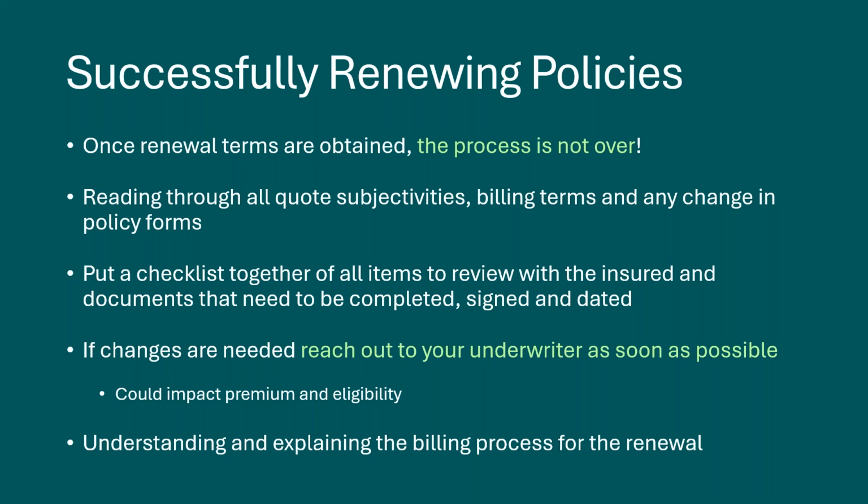Put together a checklist of all the items to review with the insured and documents that need to be completed, signed, and dated. Signatures should be a wet signature or should be electronically verified. We see a lot of typed signatures without verification, which are not always accepted by the carrier. If changes are needed, please reach out to your underwriter as soon as possible, as this could impact premium and eligibility. And understanding and explaining the billing process for the renewal is also important. If you have questions on how the billing terms work, please contact your wholesaler or carrier prior to remitting payment to ensure a seamless process.